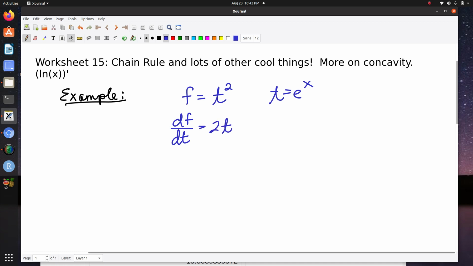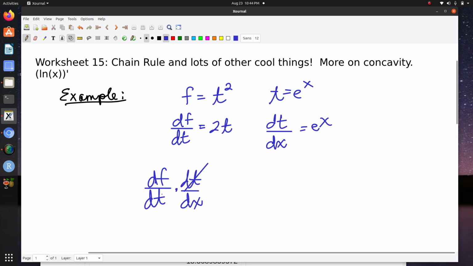And then what we're going to do is we're going to come over here and say, well, dt dx is equal to e to the x. Then, if we bring these guys together, df dt times dt dx, Leibniz says you can cancel these guys and find df dx is equal to 2t times e to the x. Now that's just inconvenient because t is stuck in there, but that's okay.